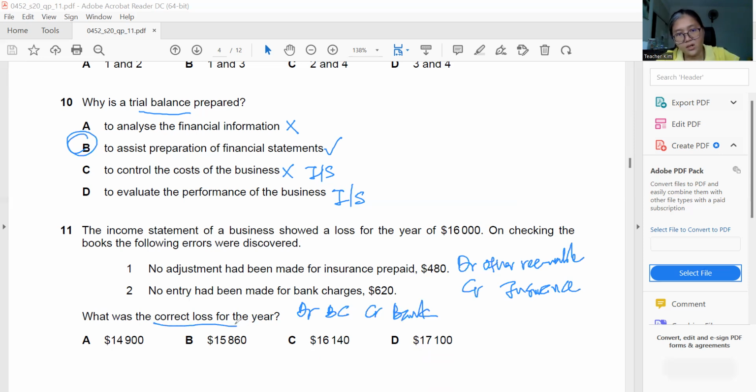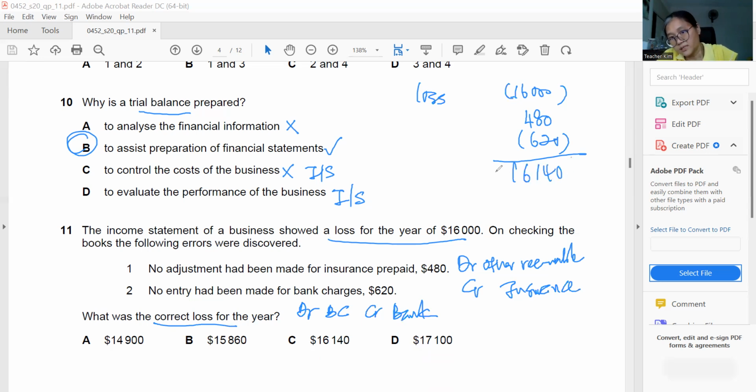So what was the correct loss? We have the loss for the year, 16,000. After we adjust, this credit side will increase the profit. And this debit bank charge will decrease the profit. So these two, plus and minus. So we should get the loss of $16,140. This is the net loss, the new loss after adjustment.